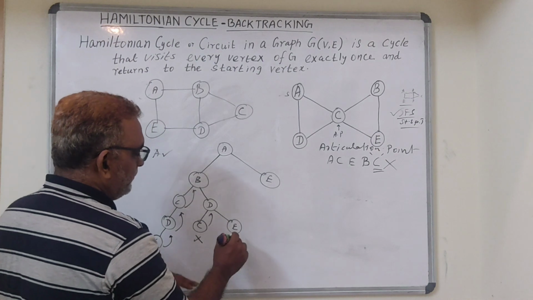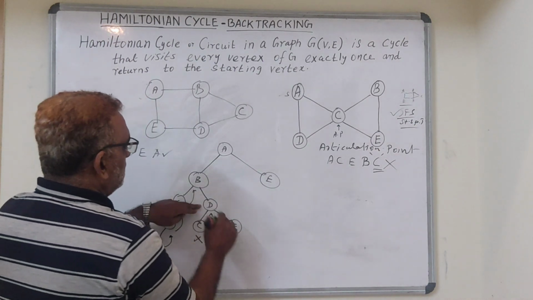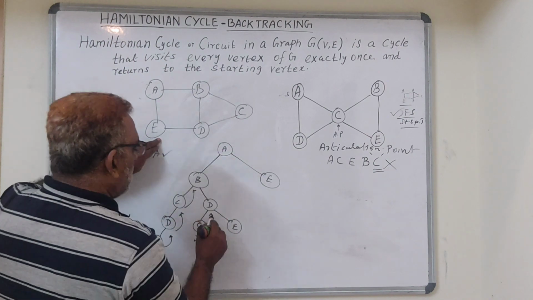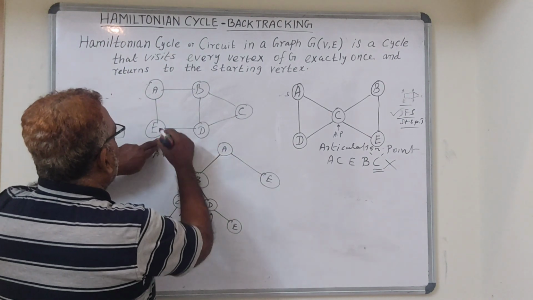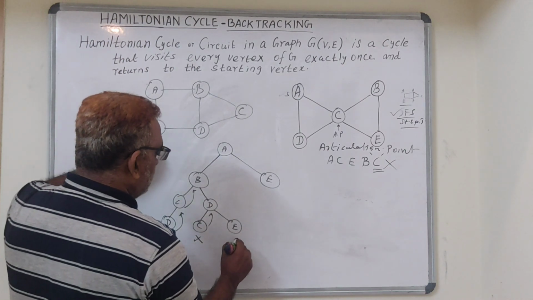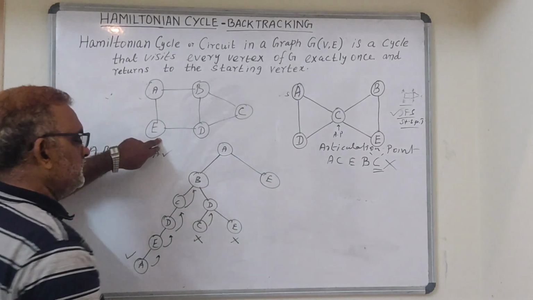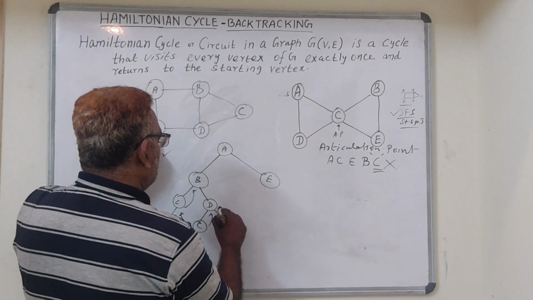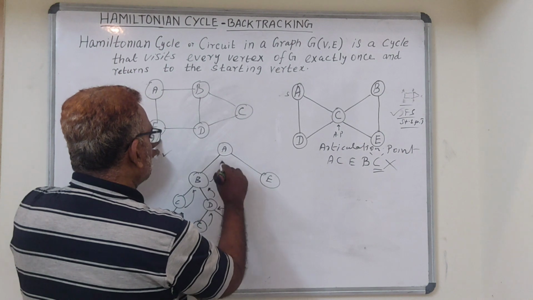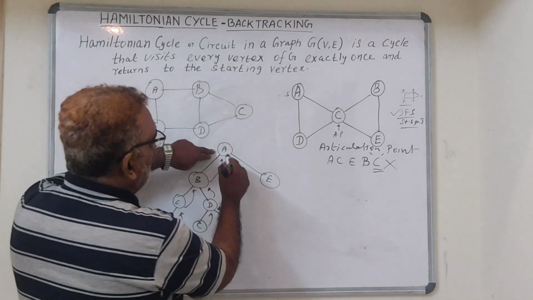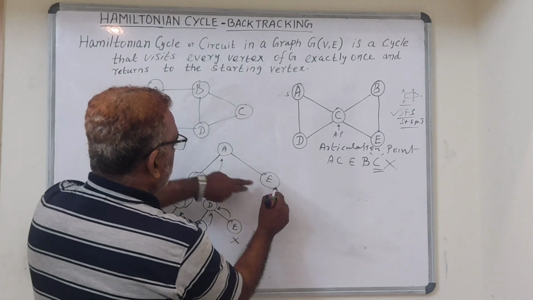Then backtrack. Proceed from E. What are the adjacent vertices from E? One is D and another is A. Both A and D are already present, so here also you cannot proceed further. It gets terminated. So again backtrack, go to the root node, that is the starting node, and from there you can proceed to E.